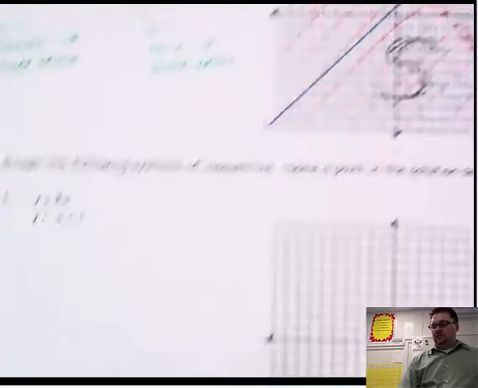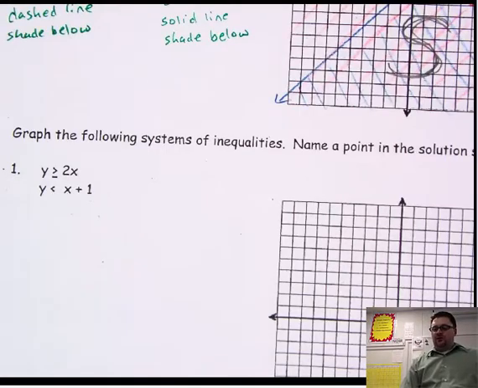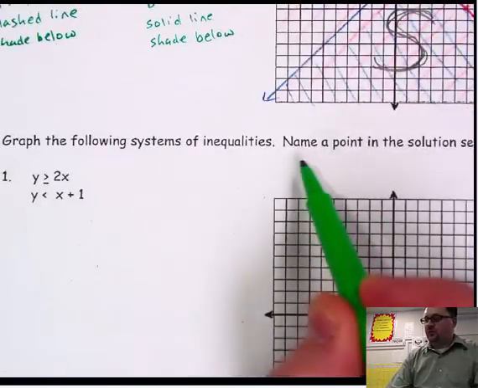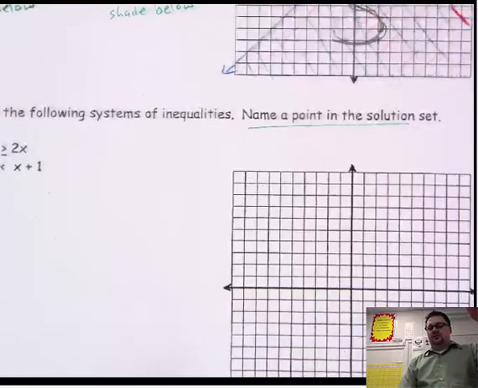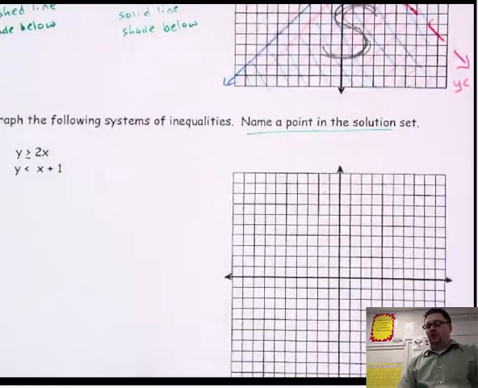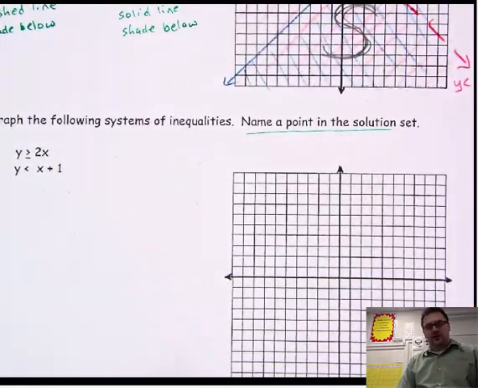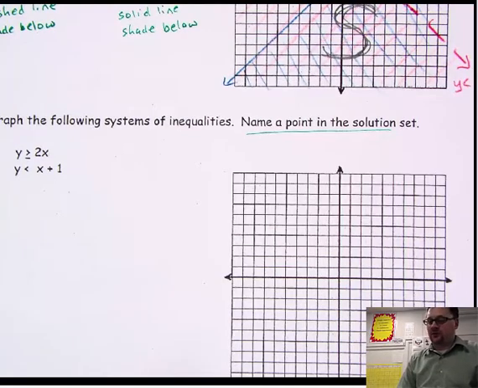So I'll work on question 2. Again, I want to graph the system of inequalities and find the solution set. This one does actually say name a point. All right. Again, solving systems of inequalities can only be done graphically. You cannot use algebra to do this right now.